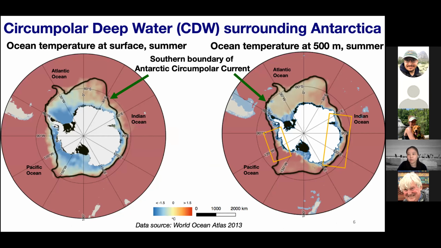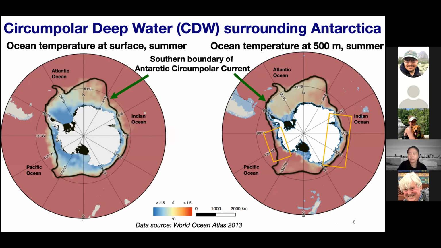This warm water is called circumpolar deep water. I'll refer to it as CDW in the rest of this talk. The right figure shows the CDW provides a reservoir of ocean heat surrounding Antarctica. The warmer color is the temperature above the pressure freezing point, and the blue is the temperature below the pressure freezing point. Just for contrast, the surface water temperature is shown on the left, just to remind you that the surface water is still very cold.